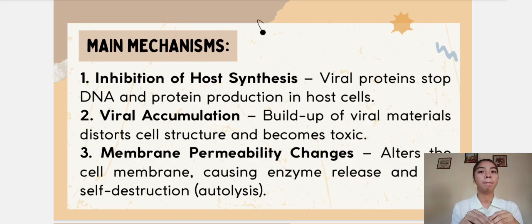Number 3, we have membrane permeability changes. It alters the cell membranes, causing enzyme release and cell destruction. So once na mag-accumulate na yung viral or mag-spread na yung viral material sa loob ng host cell, magkakaroon na ng changes that alter the cell membrane. It can cause enzyme release. And once the enzyme is released, it can cause cell destruction or autolysis. Meaning, masisira na yung mismong cell dahil sa enzyme release ng mismong cell na yun. Dahil na-alter na nga ang cell membrane.